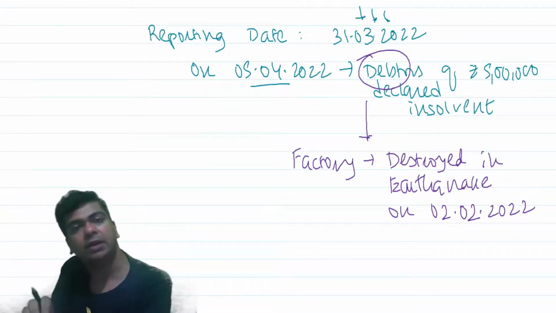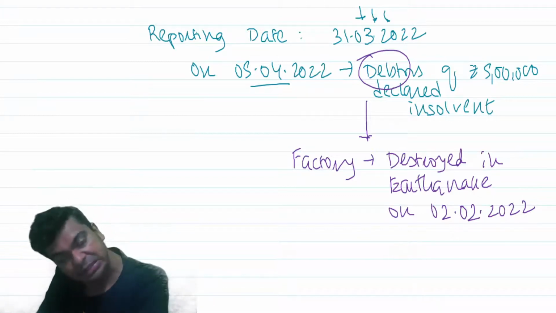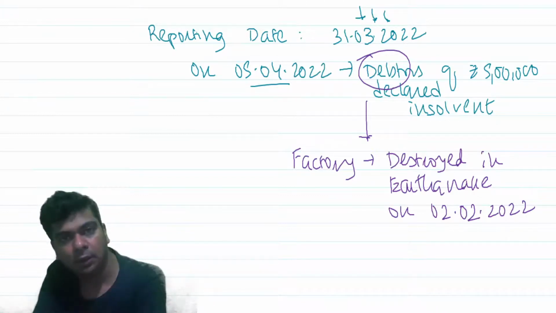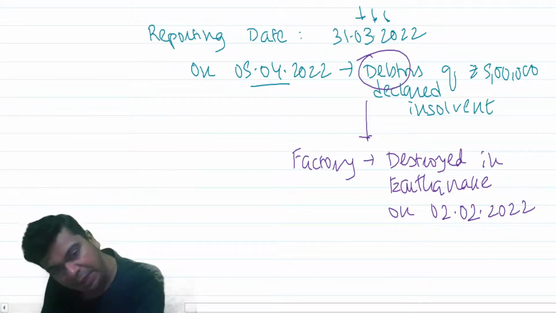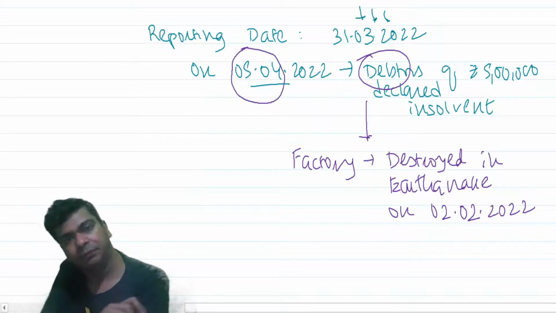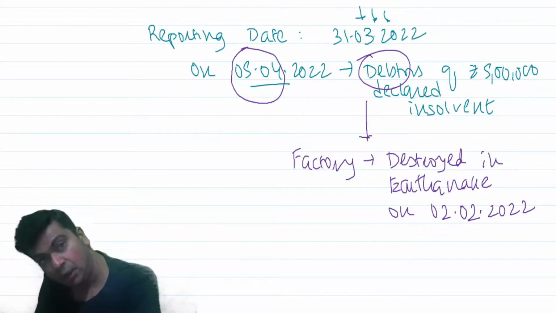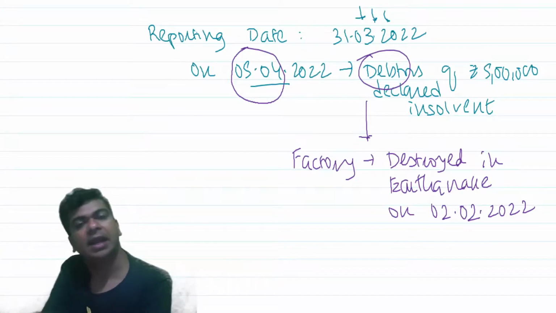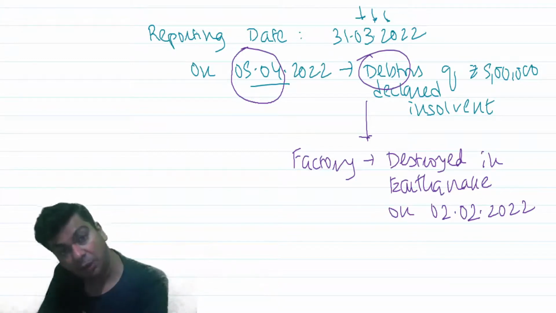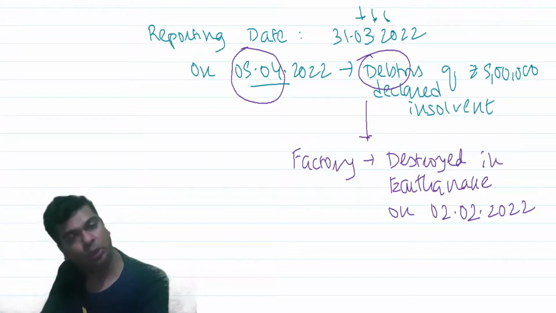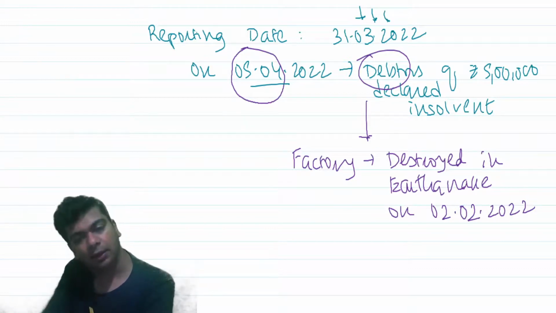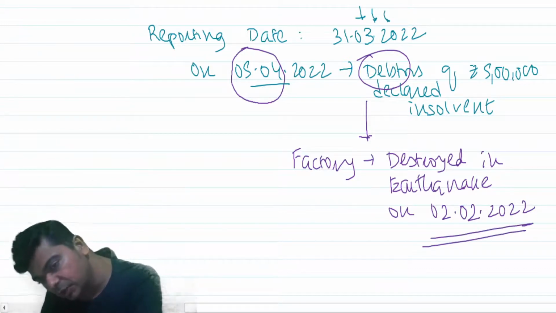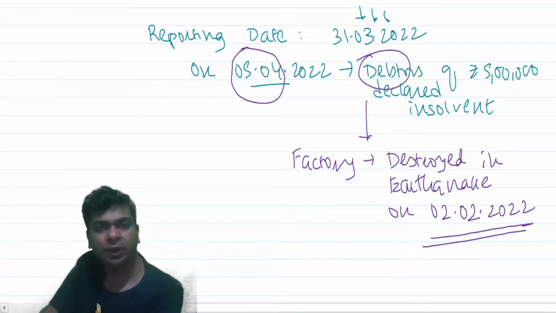Because of that, the debtor had to declare itself insolvent. Tell me, the debtor declared itself insolvent on 5th April. But were the circumstances that led to the bankruptcy existing on the reporting date? When did the earthquake occur? The earthquake occurred on 2nd February 2022.